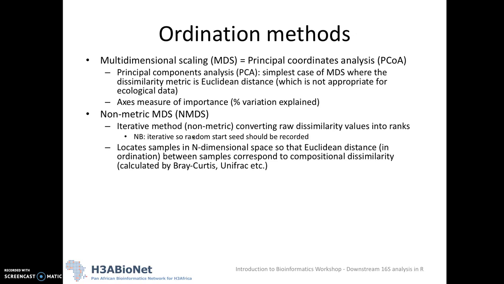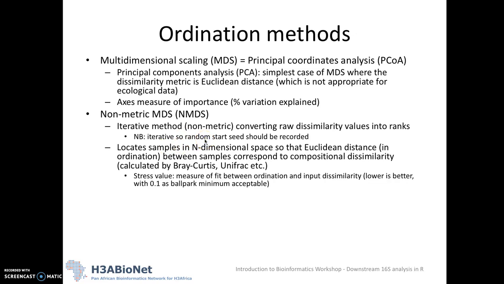And what NMDS does is to locate samples in n-dimensional space so that your Euclidean distance, so on the plot, between samples corresponds closely to your actual compositional dissimilarity matrix that you calculated with Bray-Curtis or UniFrac or whatever.